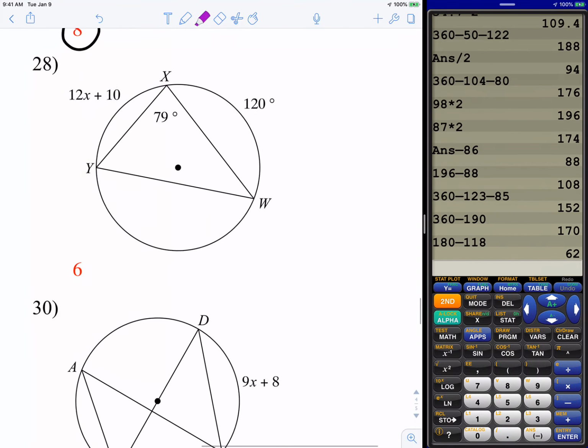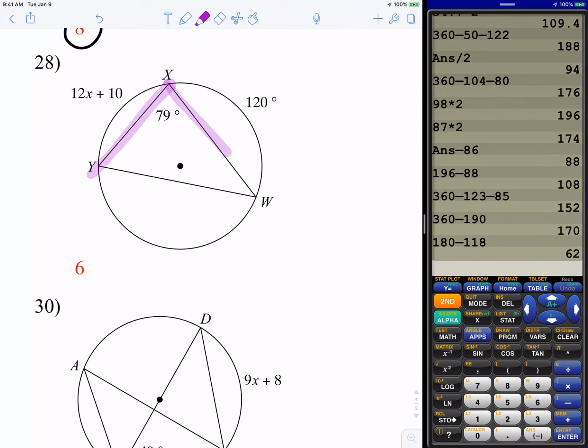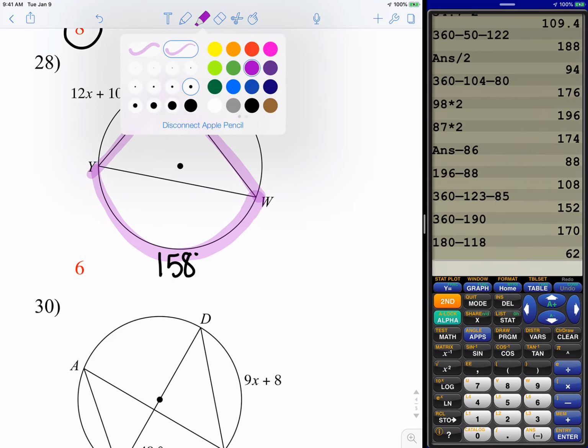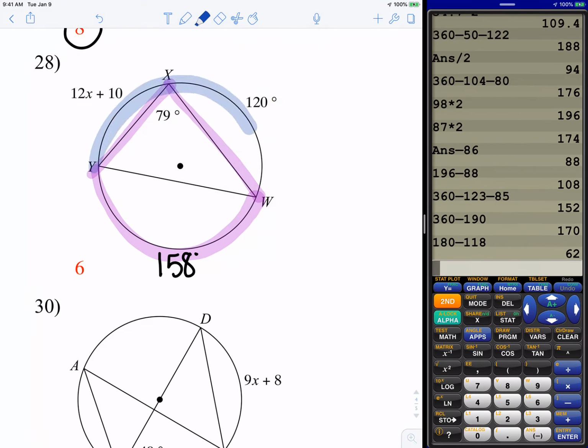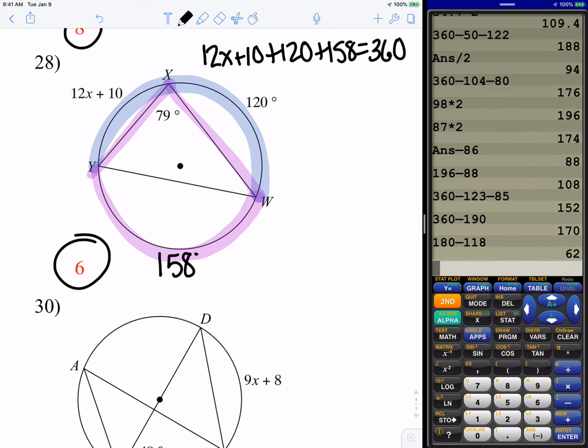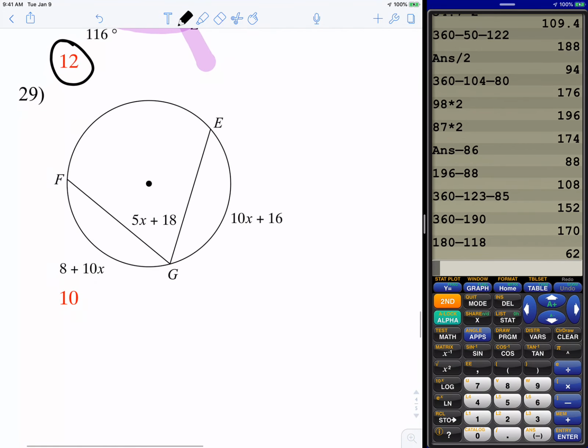28 this time. I have this angle right here inscribed. Here's the intercepted arc. I double the angle to get the arc. So it's 158. And then I have expressions for the entire circle's arcs. Total of 360. So I'll add all the arcs together and set it equal to 360. So x is 6.